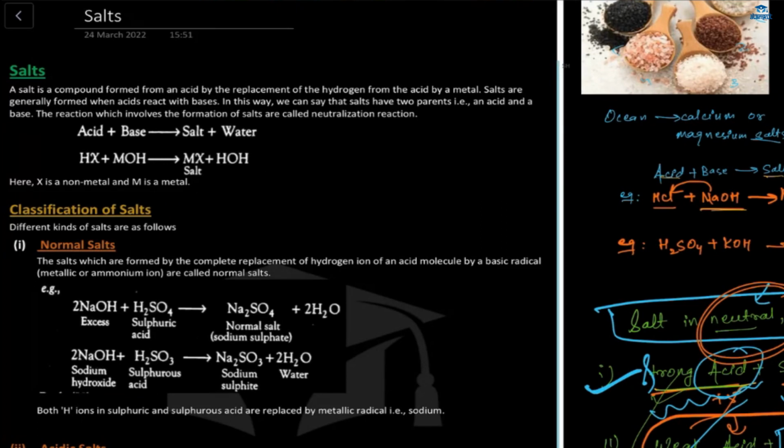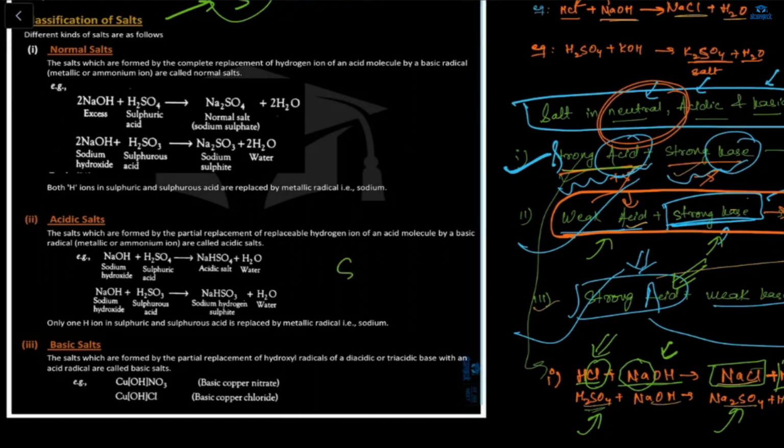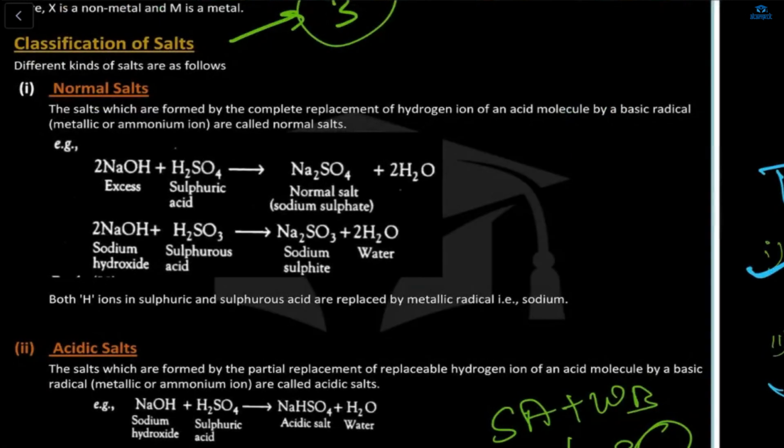So salts are basically classified into three types: normal salts, acidic salts, and basic salts. For an acidic salt, we combine a strong acid and a weak base. For a basic salt, we combine a weak acid and a strong base. And what about normal salts? Here we combine an acid and a base to form a neutral salt, which has a pH value of 7.